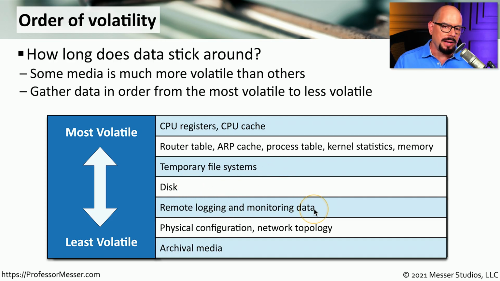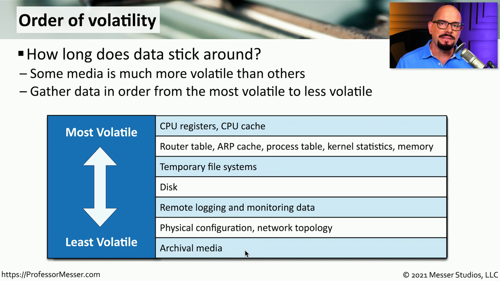Remote logging data and monitoring data tends to stick around longer than information we might store on a disk, and things like a physical configuration or the topology of your network itself might be something that rarely changes, putting it down at the lower levels of volatility. And if you're putting information on a backup tape, that information might stick around for years. That makes it one of the least volatile types of data that you might collect.